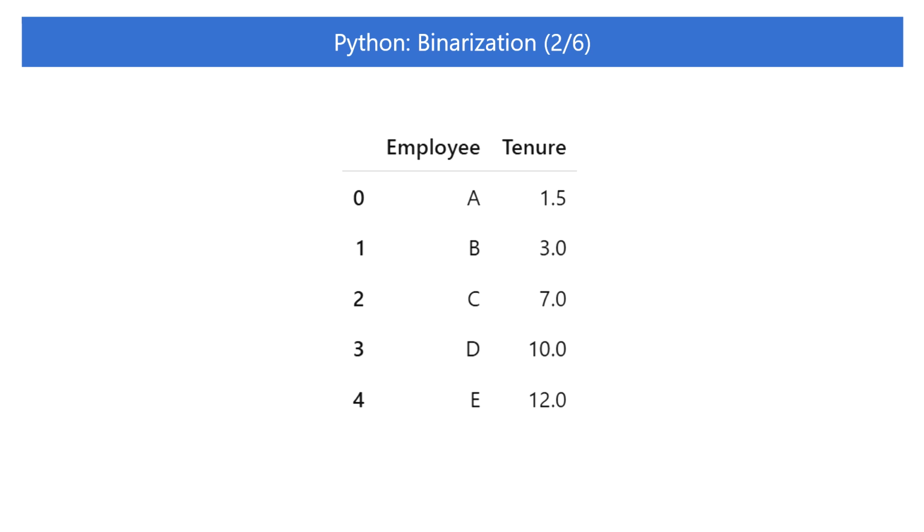The following code applies binarization to the tenure column in a data frame named df. In this case, if tenure is longer than 5 years, the value will be 1. If the tenure is 5 years or less, the value will be 0.